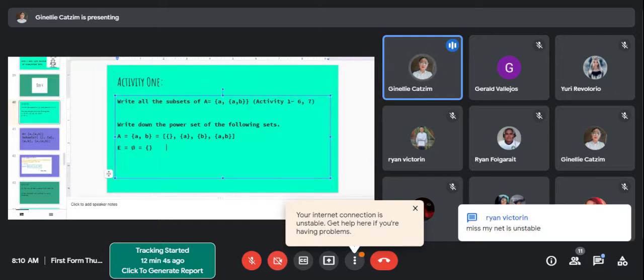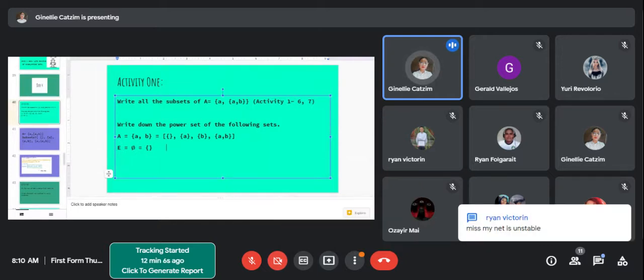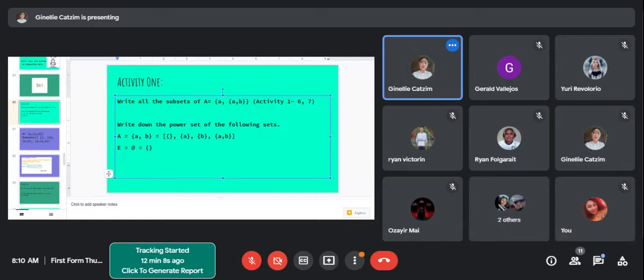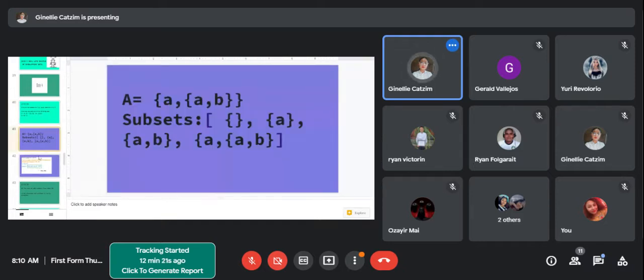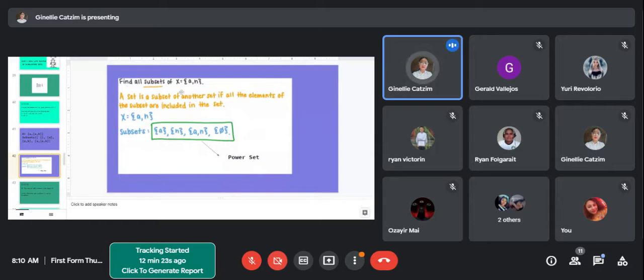Now in A, because we have 1, 2, 3, 4, 4 is the amount of subsets A has, right? So all of those are the power set. So that is for this activity. I have it here also.